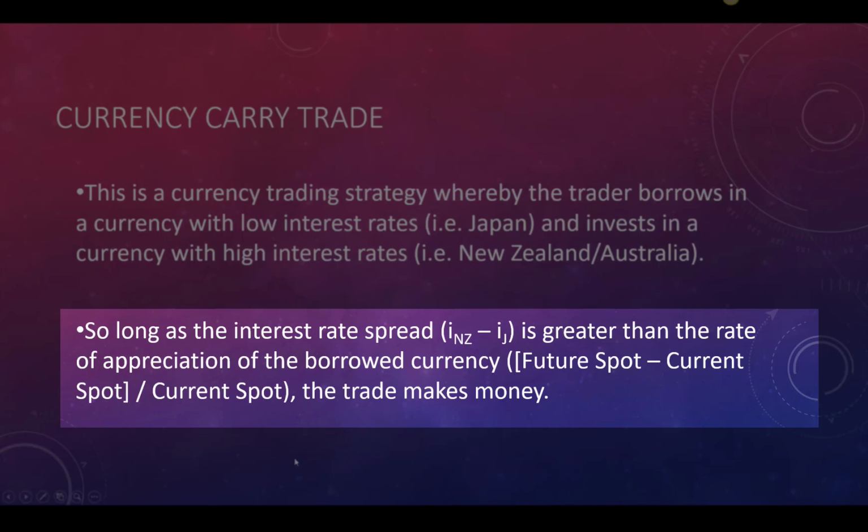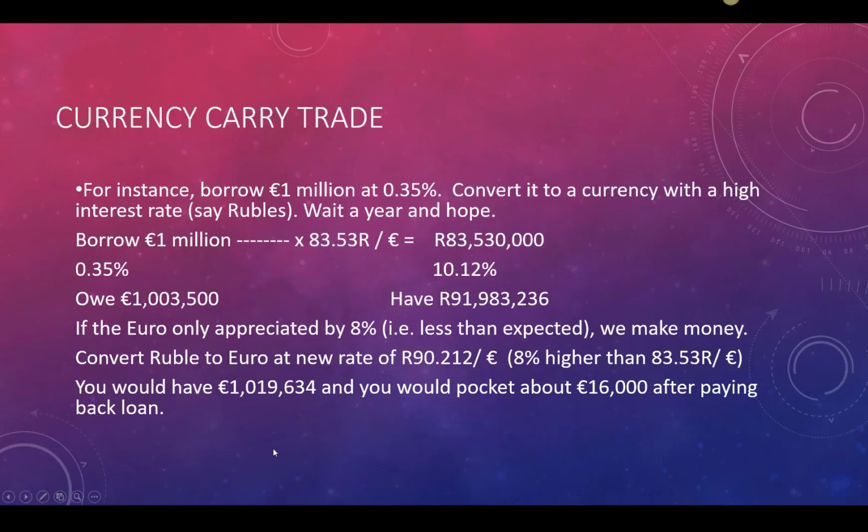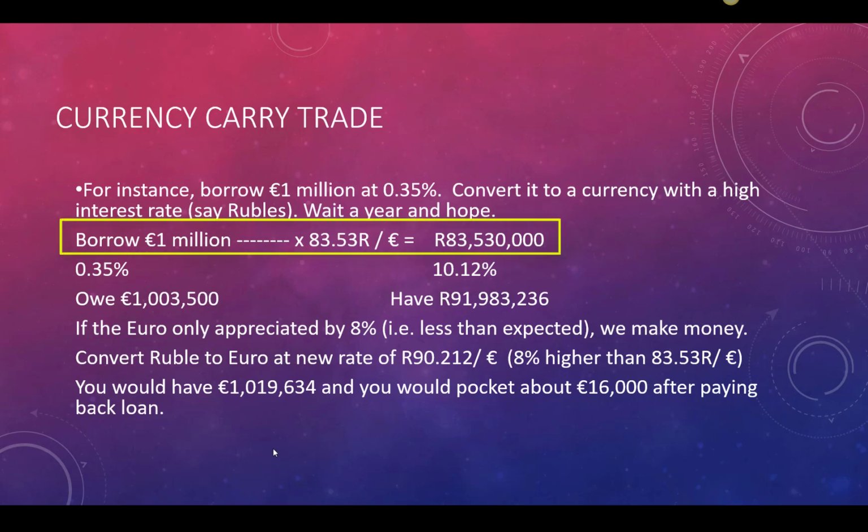This might be best seen in an example, so let's look at one. We're going to use euros and rubles here. So for instance, let's say we're going to borrow 1 million euros at 0.35%. Europe also has very low interest rates. We're going to convert that to a currency with a high interest rate, and rubles fits the bill there. We're going to assume a 10.12% interest rate in Russia. So we're going to borrow 1 million euros and convert that to rubles. Let's assume that the exchange rate is 83.53 rubles per euro. We would have then a little over 83.5 million rubles to invest. We're going to invest that at 10.12%, and after 1 year we would have a little under 92 million rubles.